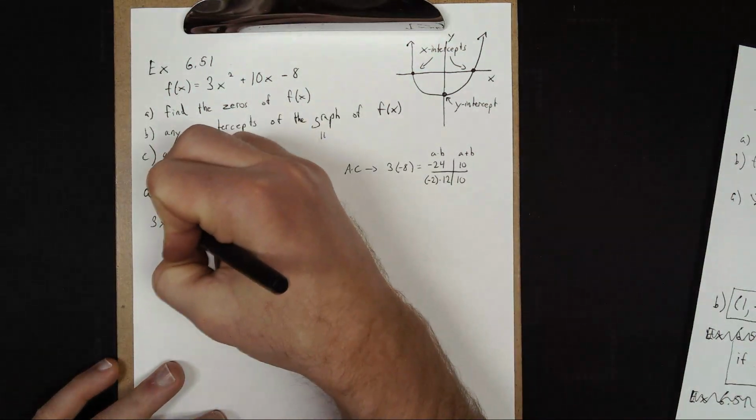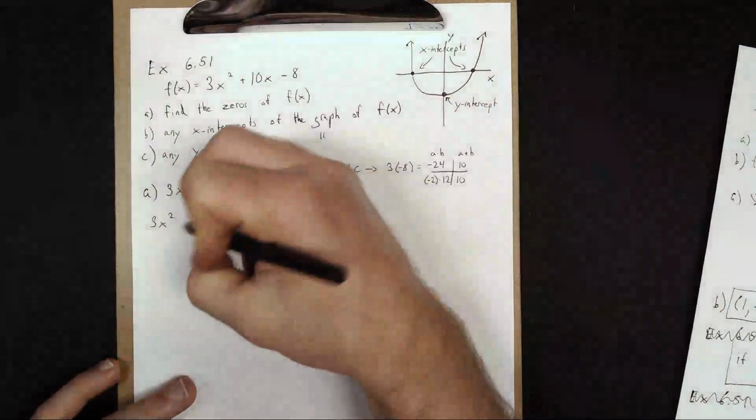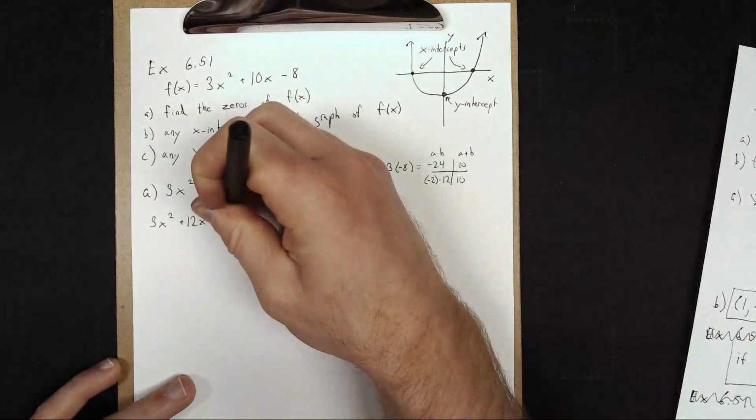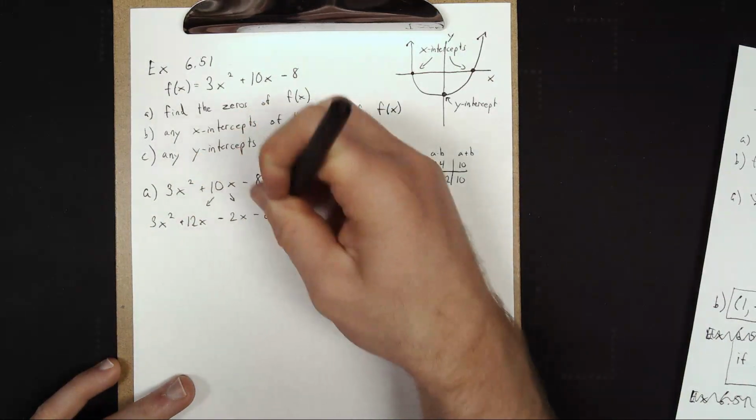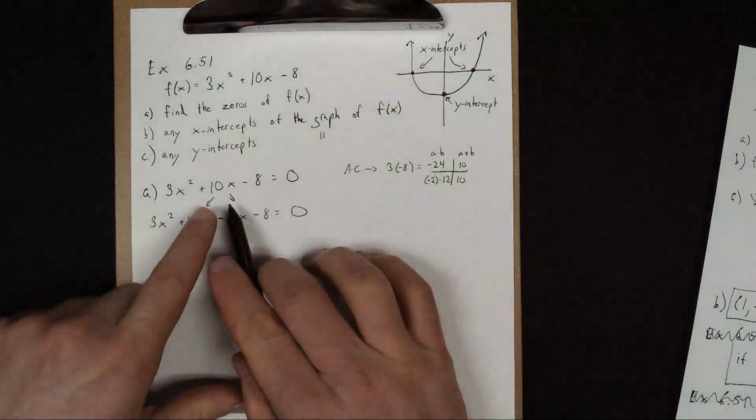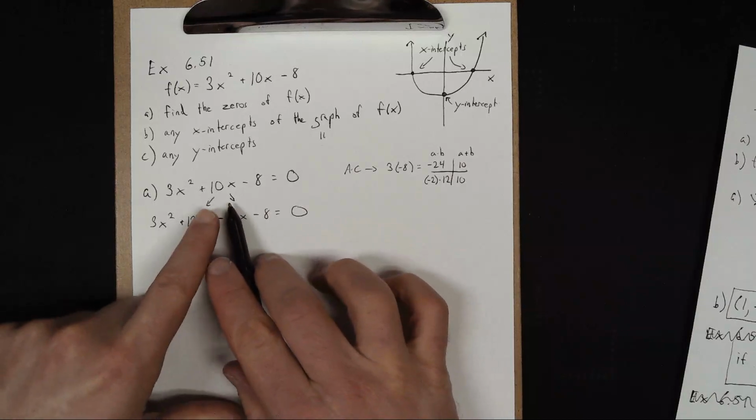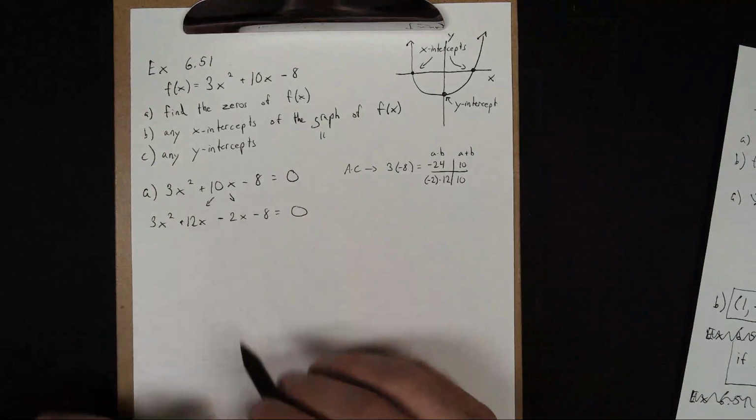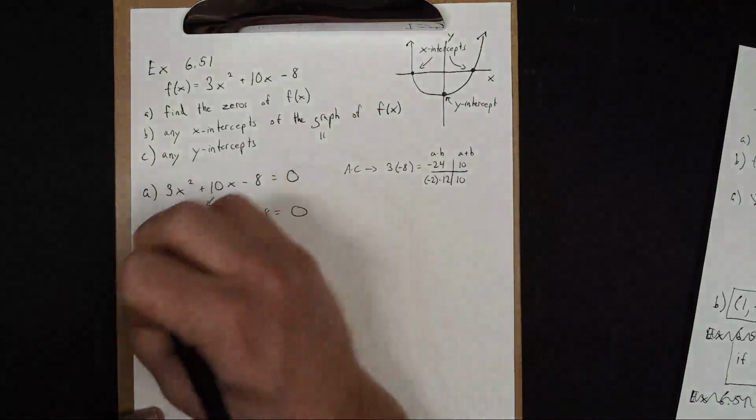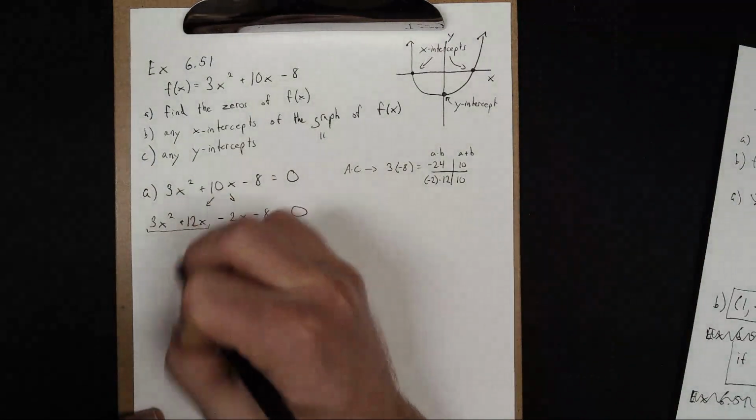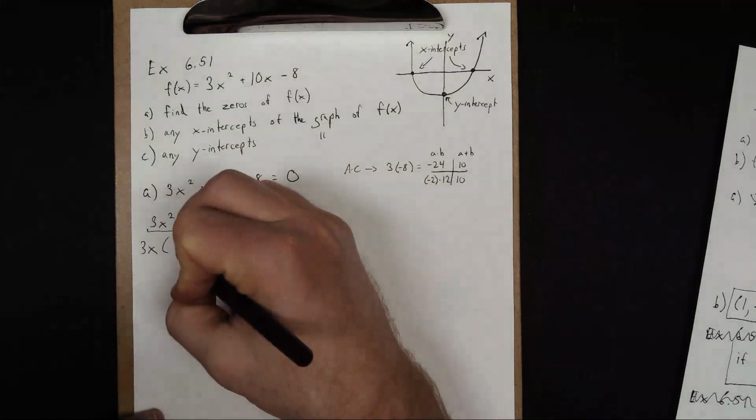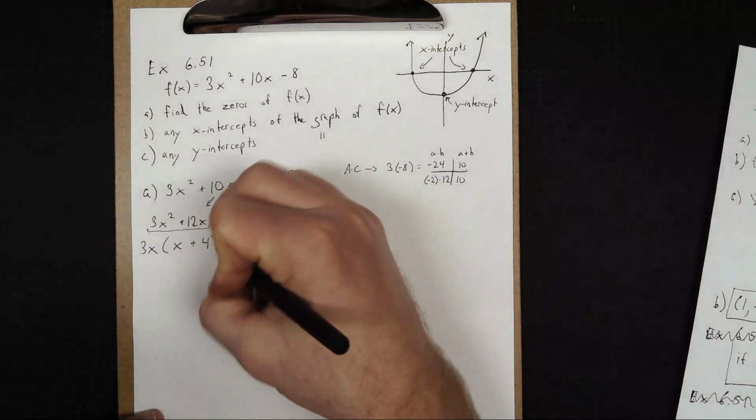So we have 3x squared plus 12x minus 2x minus 8 equals 0. It's important when you do this step, don't lose the x. The x sticks with these numbers that we're pulling out of this 10. All right, from here, we're looking at these two. So what do they have in common? They have 3x. So this becomes x plus 4.